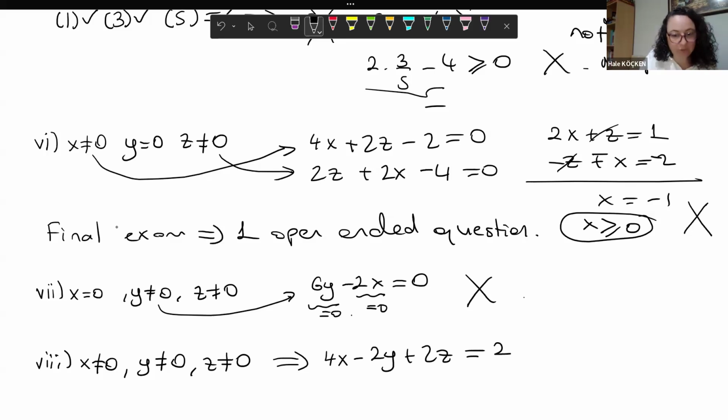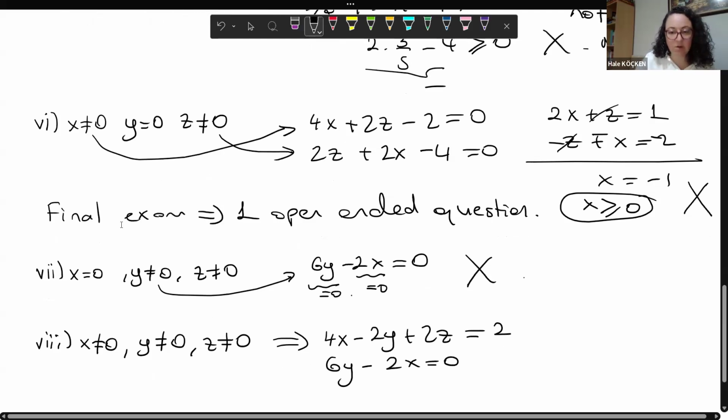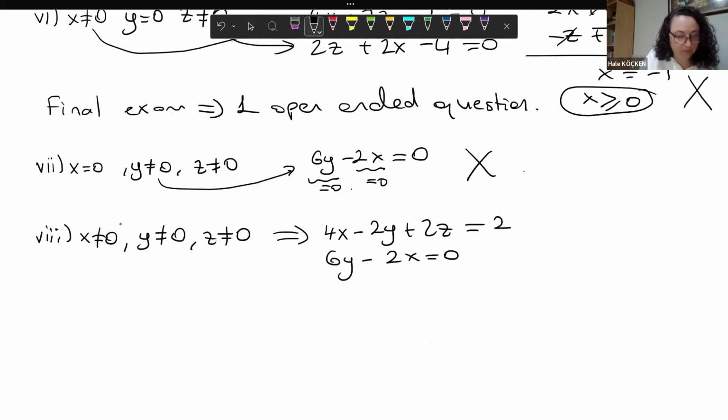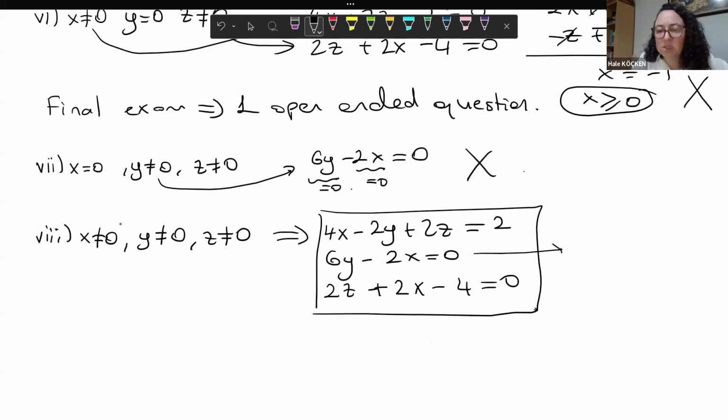If y is different from 0, 6y minus 2x is 0. And if z is different from 0, 2z plus 2x minus 4 is 0. So you have to solve this system of linear equations. 3 equations, 3 unknowns. I think it will be easy. Use the second and write x is 3y and rewrite the equation.